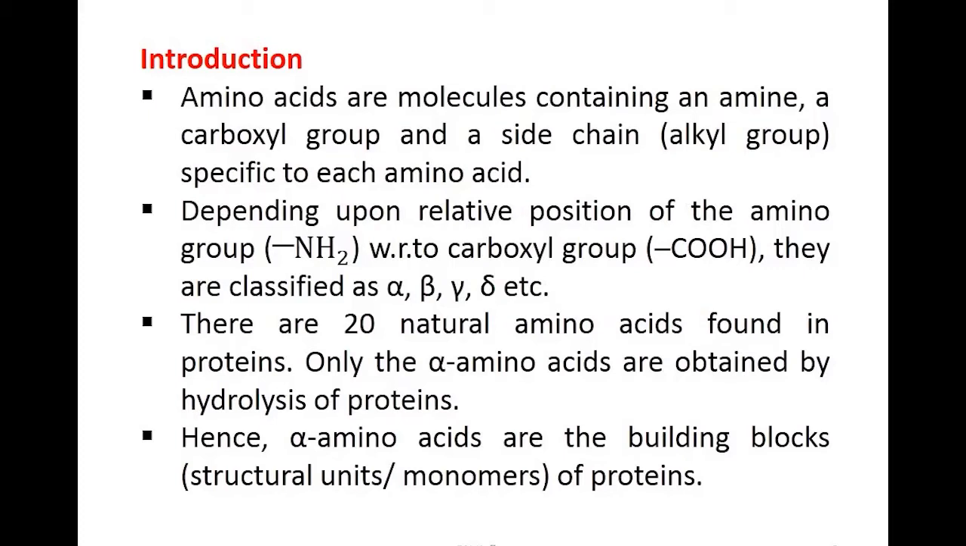Usually, there are 20 natural amino acids found in proteins. Only the alpha amino acids are obtained by hydrolysis of proteins. Hence, alpha amino acids are also called the building blocks, that is, the structural units, we can also say the monomers of proteins.